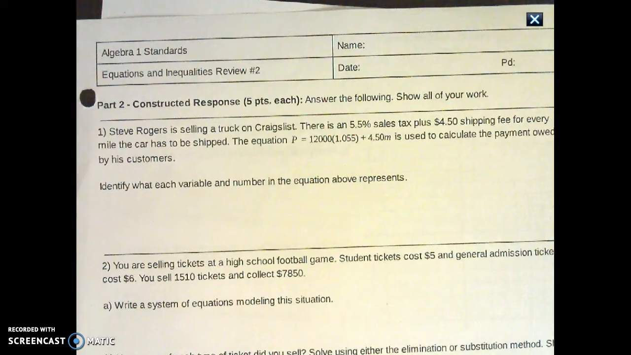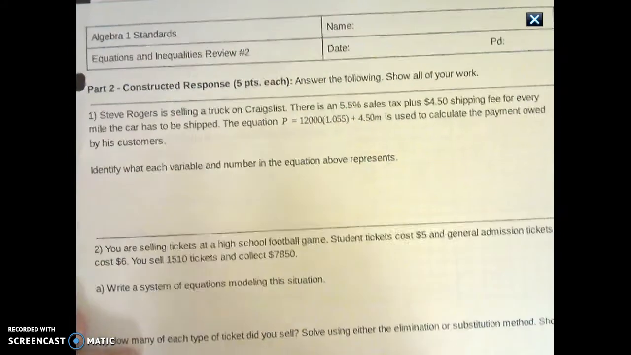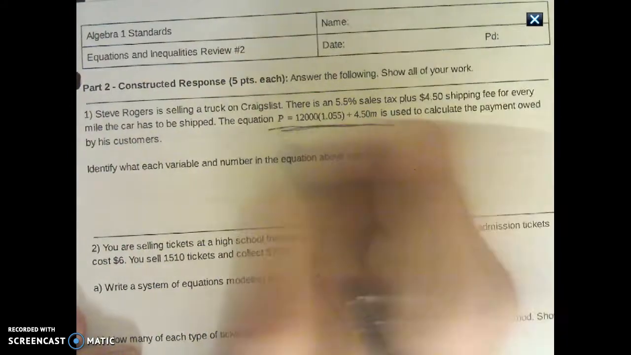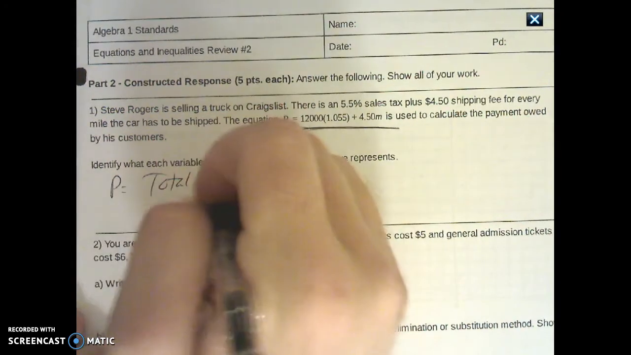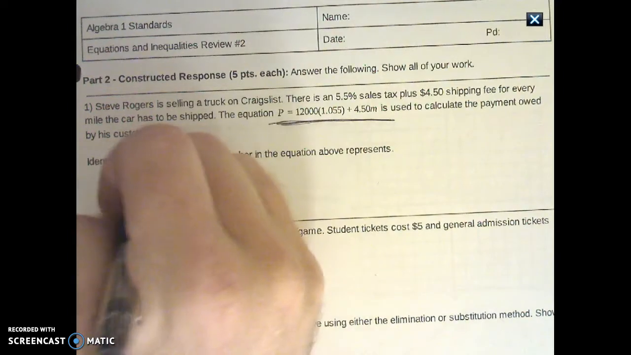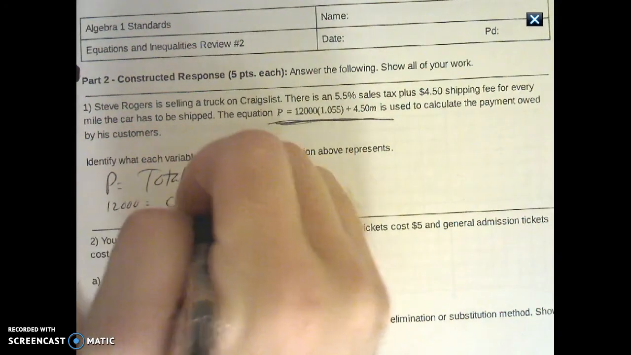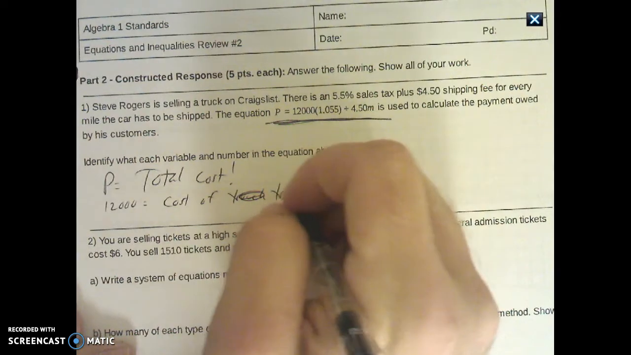Okay, again, eerily familiar. Ooh, really similar. Steve Rogers is selling a truck on Craigslist. Here's my equation. Tell me what each thing stands for. P is your total cost. Okay? The 12,000 in this problem is the cost of the truck. Oof, wish I could spell.